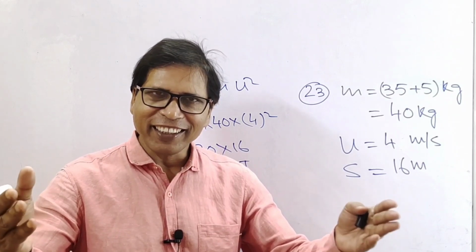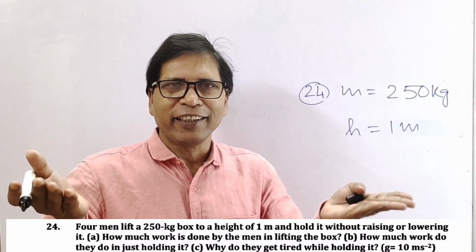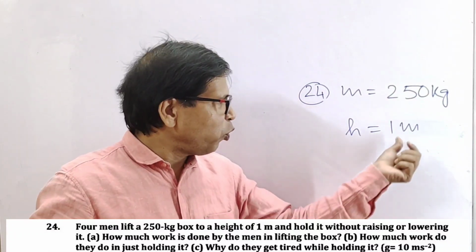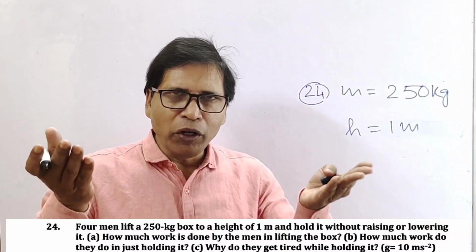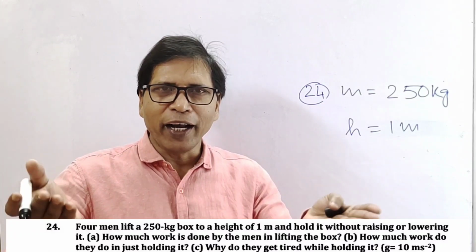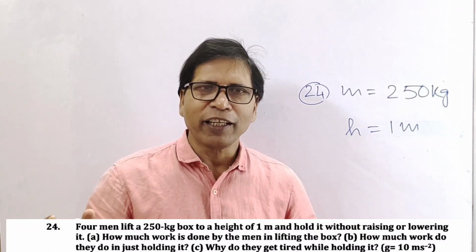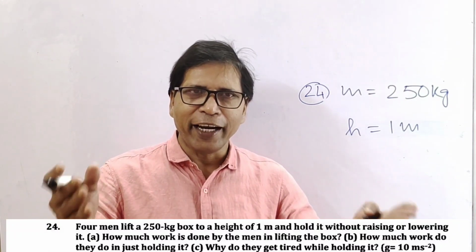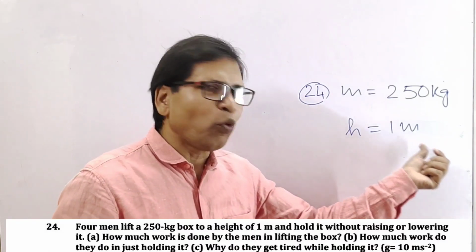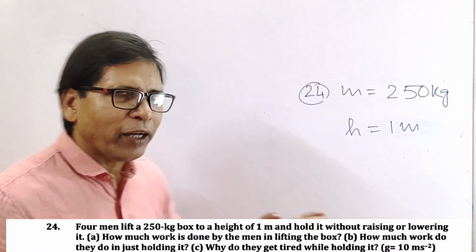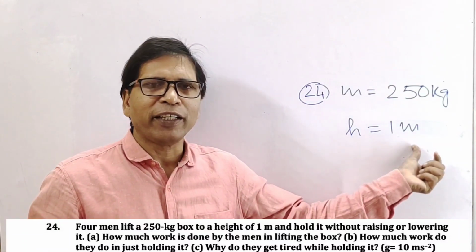Okay, understood? Next, 4 men lift a load of mass 250 kg through a height of 1 meter. What is the work done to lift the load? We also have to calculate the work done to hold the load at a height of 1 meter. Third question, why does the person get tired in holding the load at a height of h equal to 1 meter? First of all, the work done to lift the load to height h equal to 1 meter.